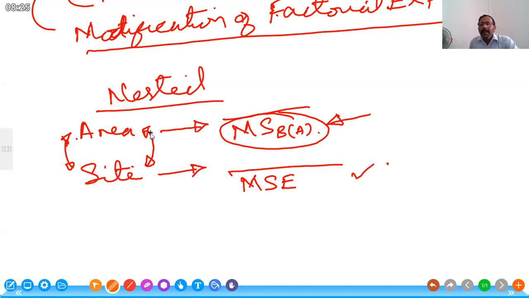Because I have some problem in terms of the randomization. Don't worry about that in detail, but the denominator itself is different from area to site. In both cases, the denominators are different.